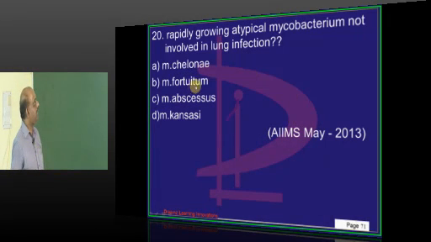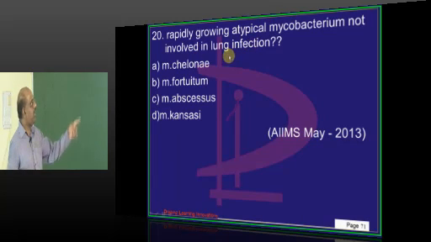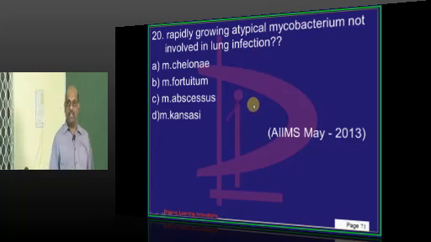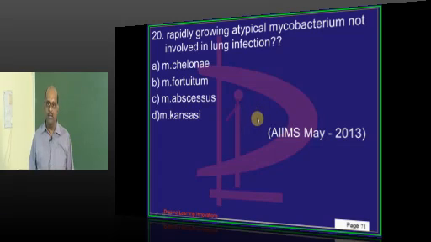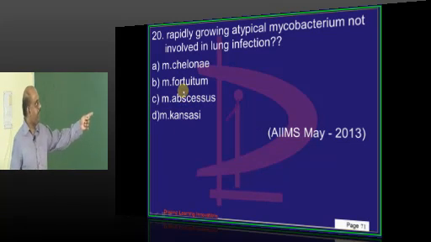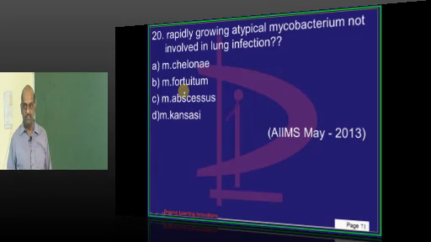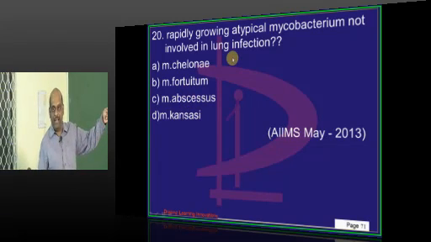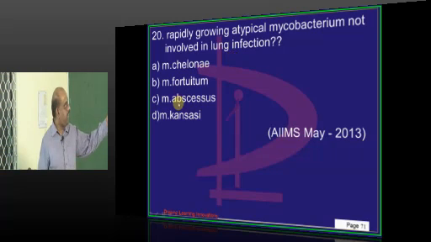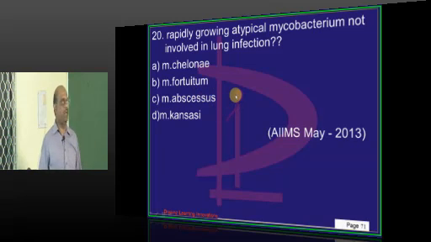Then, rapidly growing atypical mycobacteria not involved in lung infection. Was it the same frame? Huh? If it is rapid growing, I prefer Fortuitum, not Kansasii. Kansasii can cause TB-like lung infection. Fortuitum cannot cause lung infection. So rapid growing, not causing lung infection makes me favor Fortuitum.